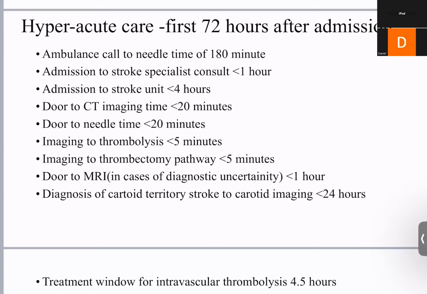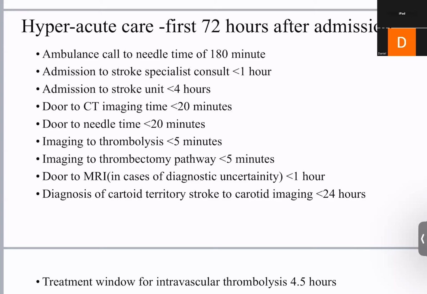For admission to a stroke unit, all stroke patients should ideally be managed in a separate stroke unit, which will be headed by a senior neurologist, followed by his staff nurse and other working staff. From admission to stroke unit, it should be less than 4 hours. And one of the main parameters deciding the outcome of the patient will be the door to imaging time, which should be less than 20 minutes. The door to needle time should also be less than 20 minutes.